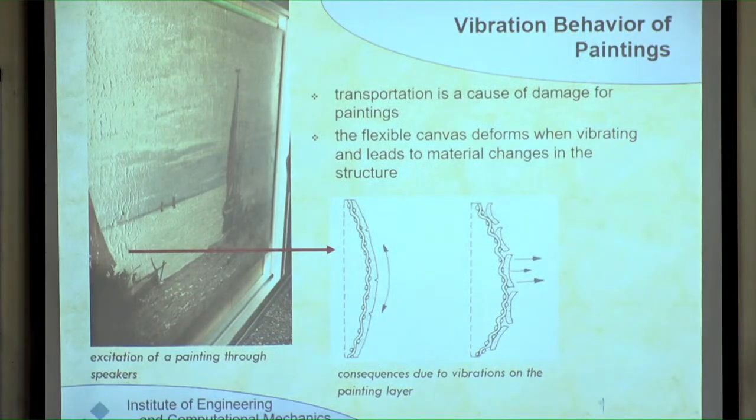So here you can see this painting vibrate. We excited it with loudspeakers and with shakers. Of course, you are not allowed to do this with an expensive painting which has artistic value.